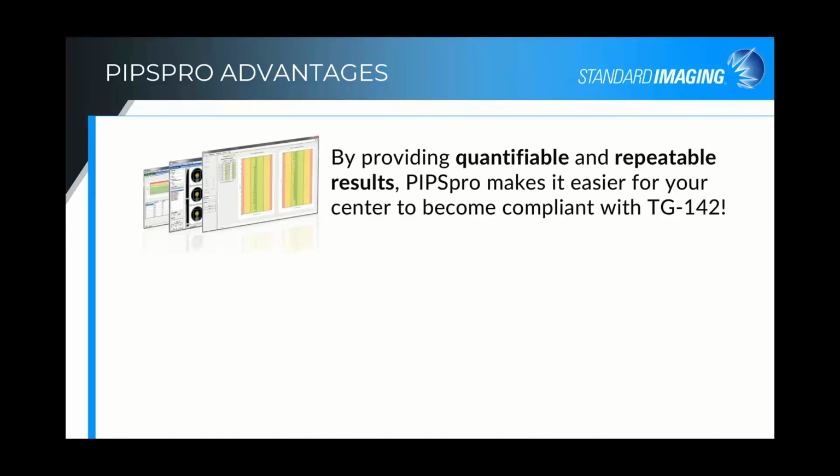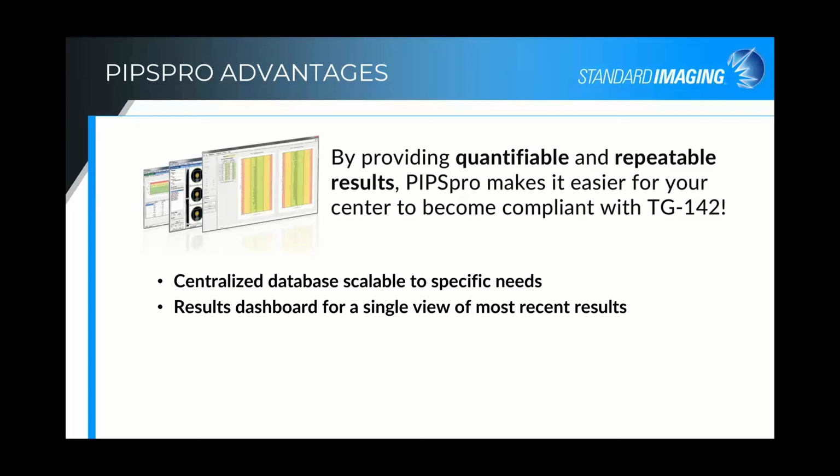So for PIPSpro, the advantages: it's fully quantifiable and repeatable results of your machine QA. It makes it easier for your center to become compliant with the recommended TG-142 task group recommendations. It's a centralized database and very scalable to your specific needs, from the smallest single LINAC facility to the largest enterprise-wide systems. The results dashboard gives a quick visualization and single view of those most recent results.